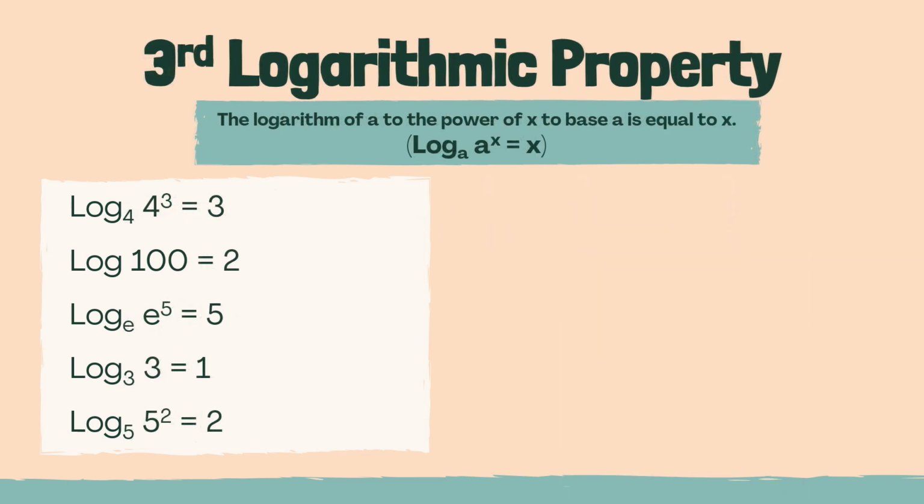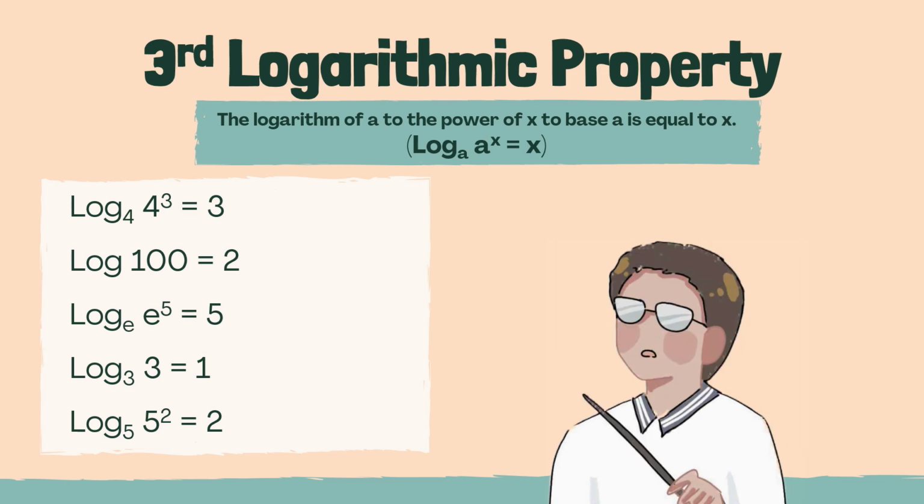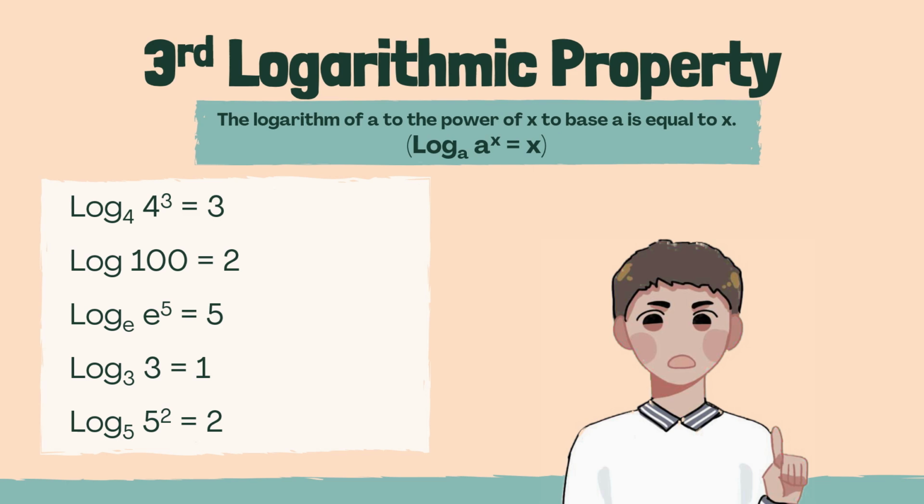Third property, the logarithm of a to the power of x to base a is equal to x. Logarithm base a of a to the power of x is equal to x. In simpler terms, when the logarithm is taken of a power raised to the same base, it results in the exponent itself. An example of this is log of 100 is equal to 2. Remember that if there is no subscript of log, the base is 10, and since 100 is a perfect square, change it into exponential form, which becomes log base 10 of 10 squared.